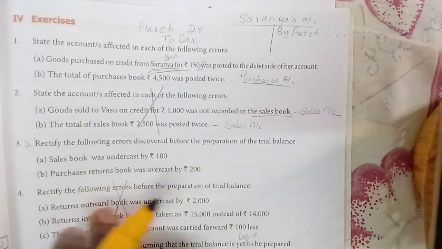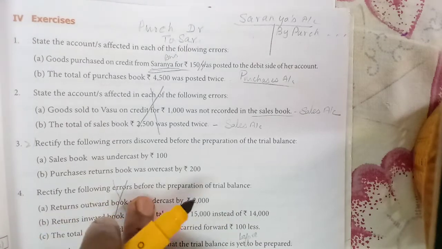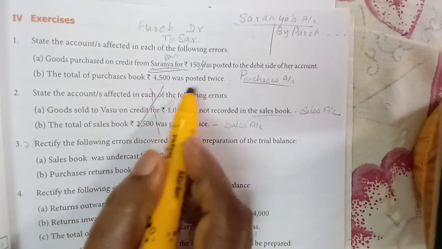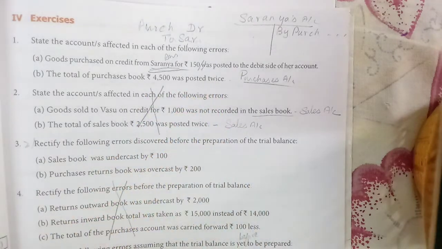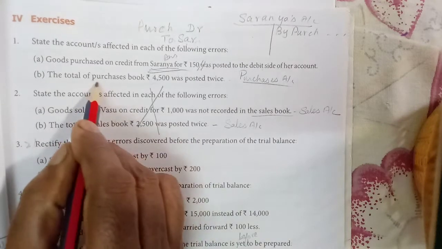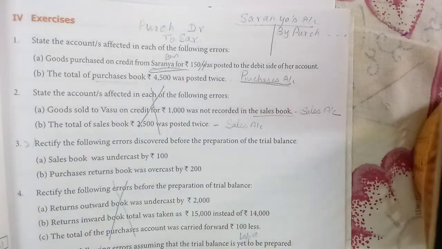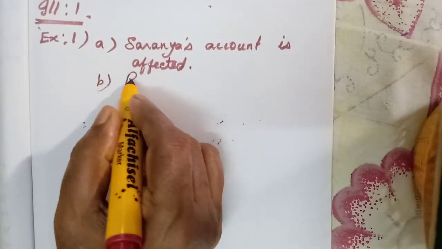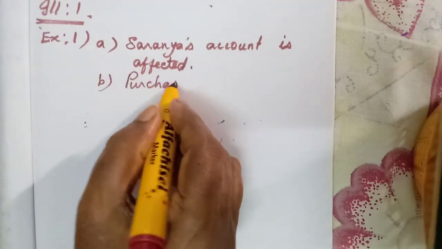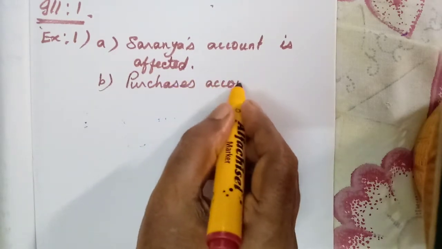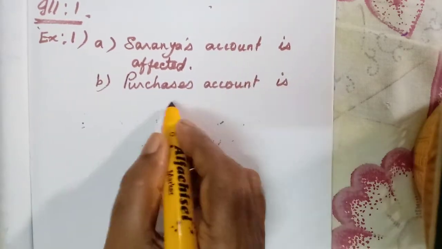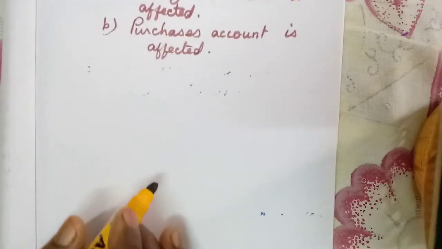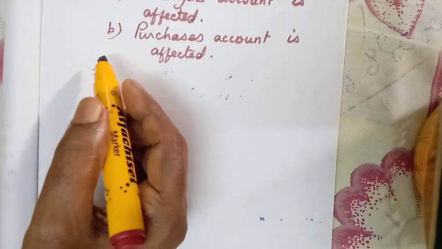Down we will write total. Okay, purchases account debtor. Do you remember purchases account debtor? So we will debit. So here they have entered twice. So which account is affected? Purchases book. So purchases account you have to write. Okay, purchases account is affected.